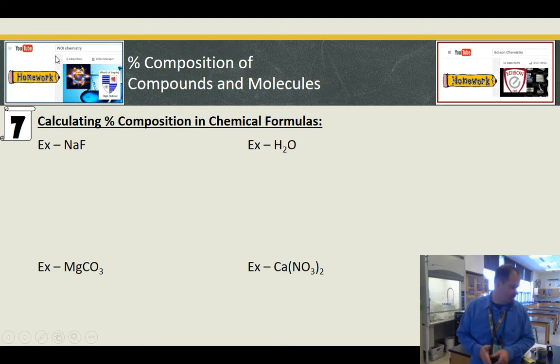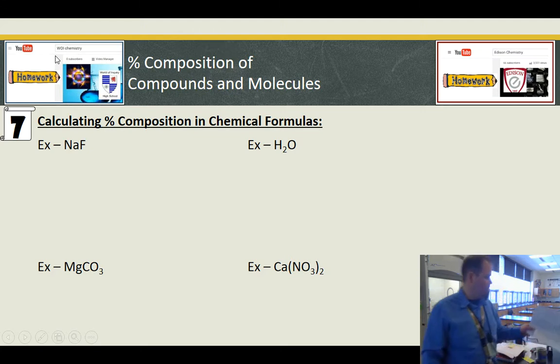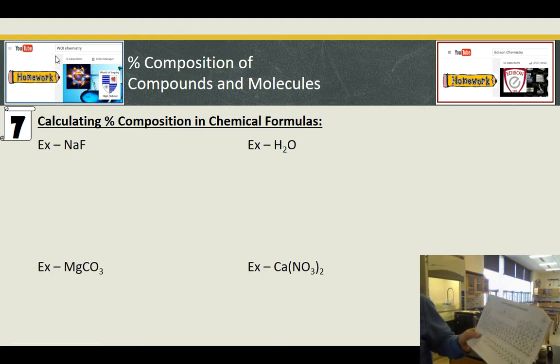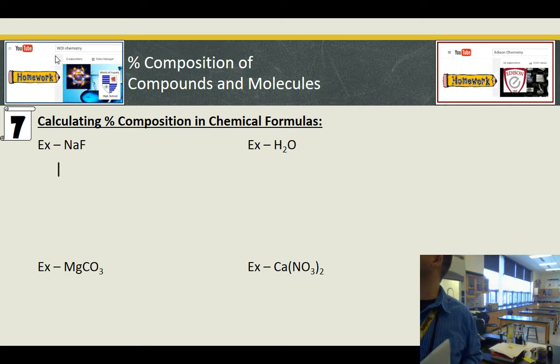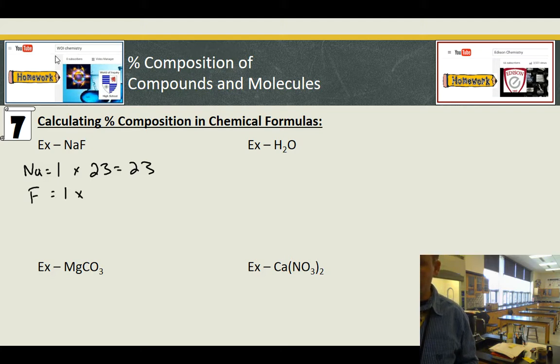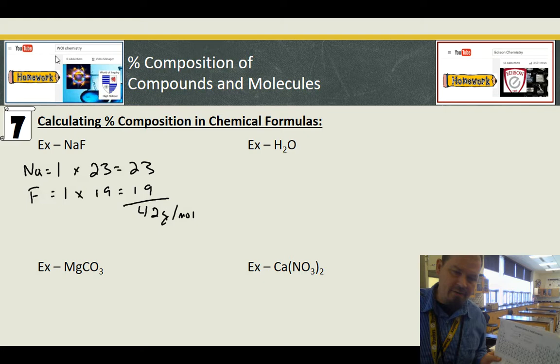So some examples, I'm going to write these on the board. I'm going to go old school. No animations this time, so we can go through it faster. Here's my handy dandy reference table. I see that there is one Na, so I'm going to say Na equals 1 times 23, which equals 23, and F equals 1 times, let's see, fluorine is 19. I need to add these up, and that's 42 grams per mole. Now that's the GFM, okay, 42.